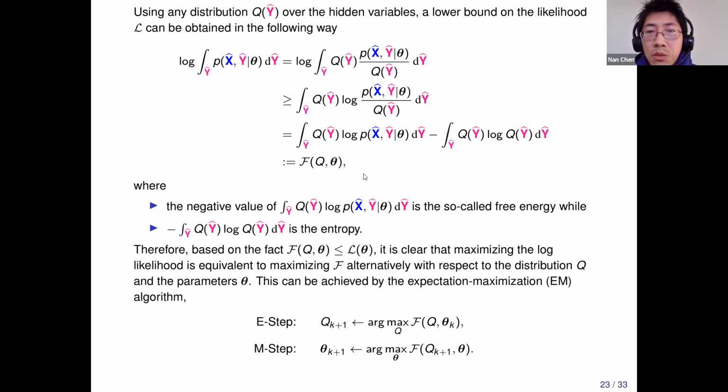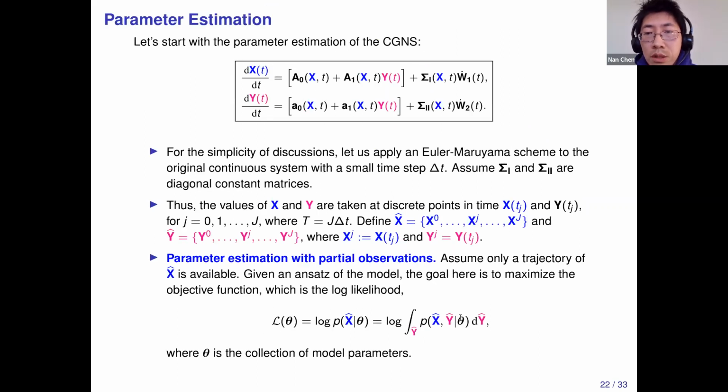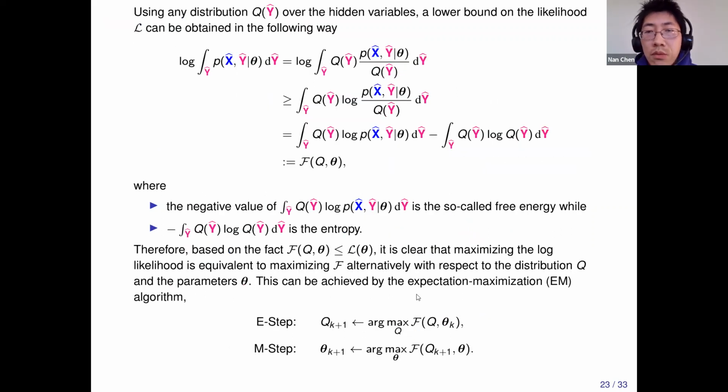Recall that what we need to do now is estimate the parameters theta, but we do not know the hidden state y, right? So essentially, we'll have to do two things simultaneously: estimating the parameters and recovering the hidden state. That's why we use this expectation maximization algorithm.